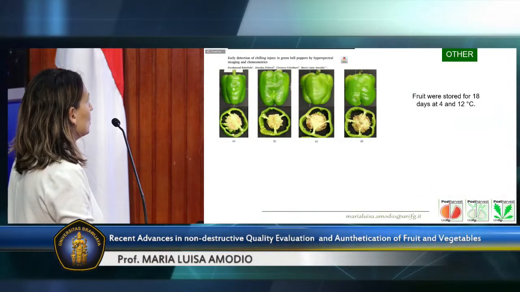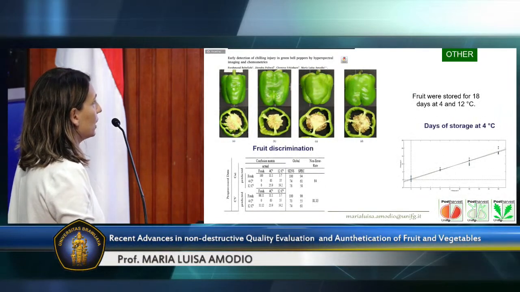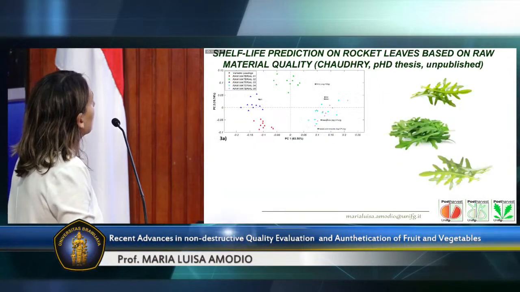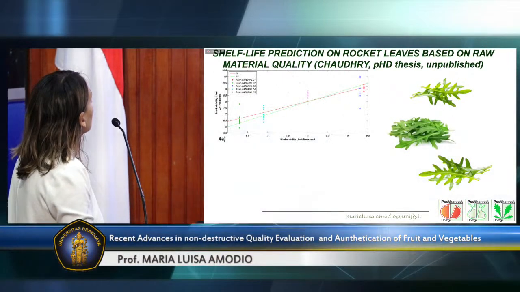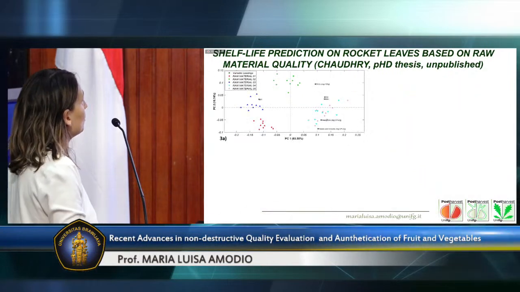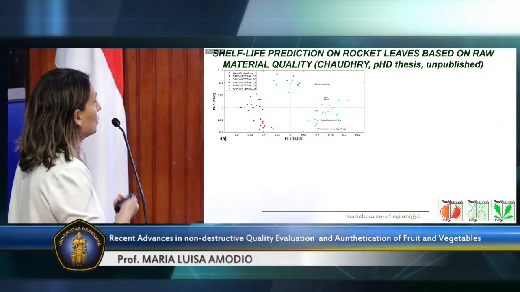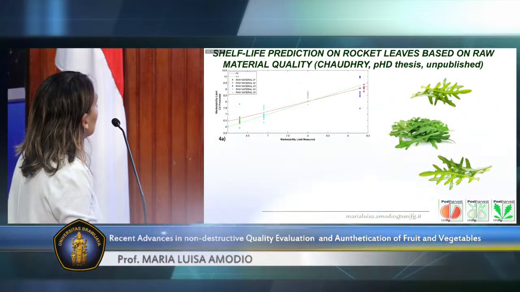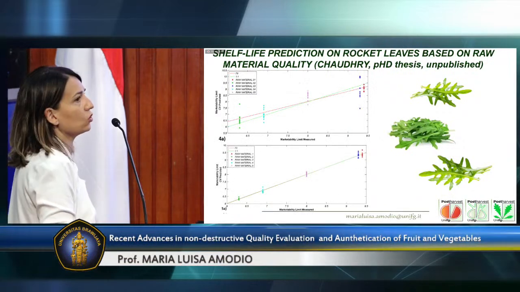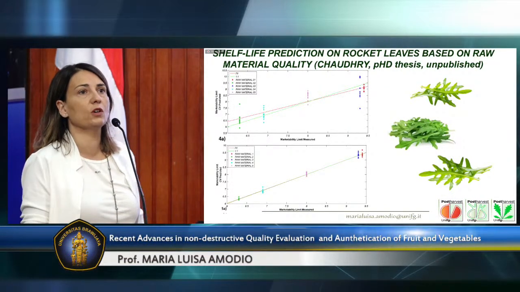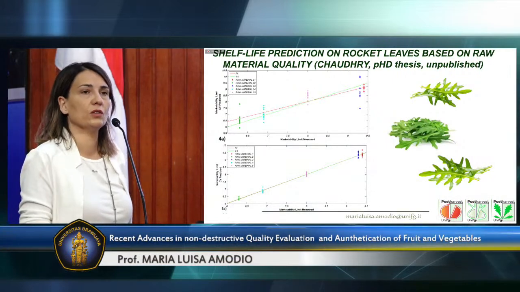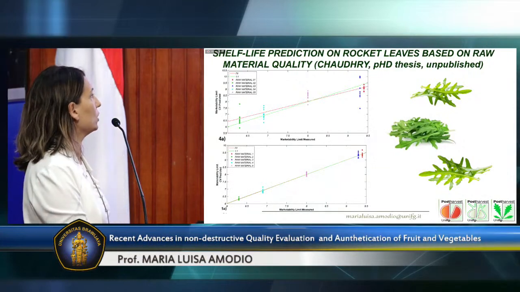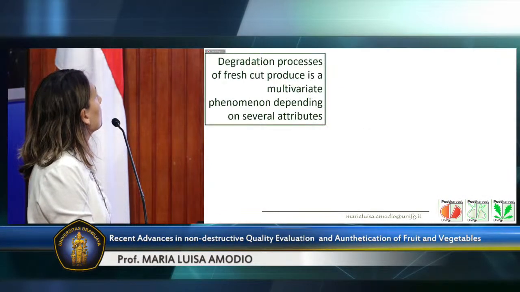I showed already something on green pepper, and also in this case we can predict the days of storage at 4 degrees. This is the prediction of shelf life for rocket leaf. We did prediction based on the initial quality attributes, so mesophilic, chlorophyll content, and also we did the prediction of the shelf life, so the storability of the product just based on the spectra we got at the beginning, at time 0, and we actually got a very good prediction model.